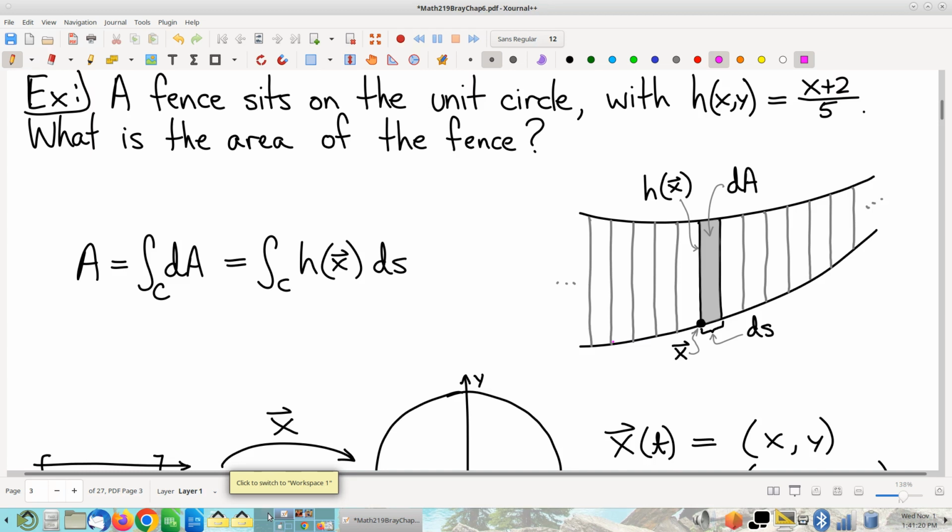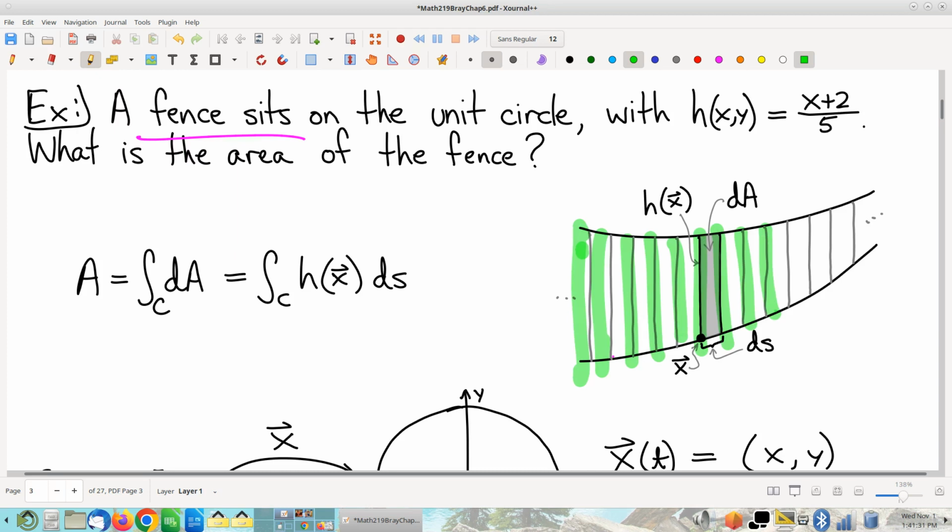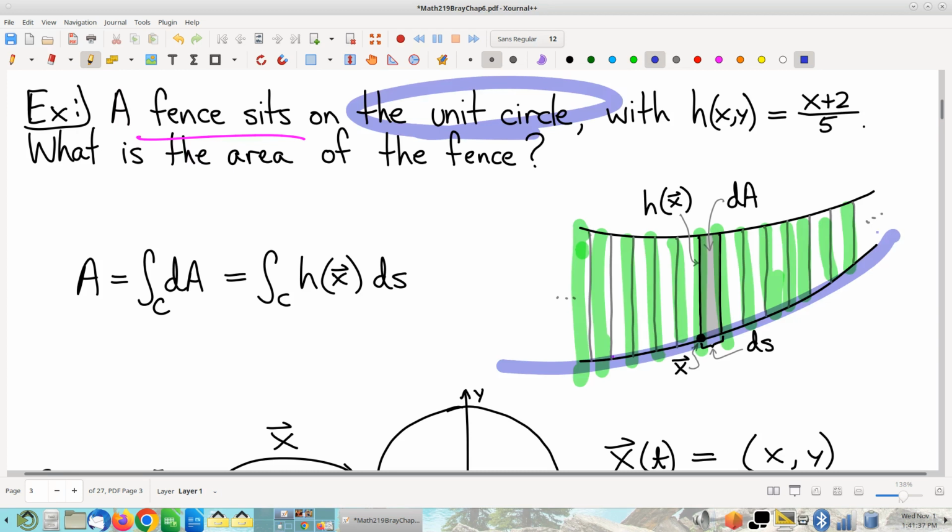The question we're going to look at is kind of a word problem, but we've got a fence, and you can see the fence right here, and these are kind of the pickets of the fence, if you will. The fence is sitting on top of the unit circle, part of which I've drawn there, right? And notice that the height of the fence is not constant. The height of the fence varies with location. Now, why would we ever encounter such a thing?